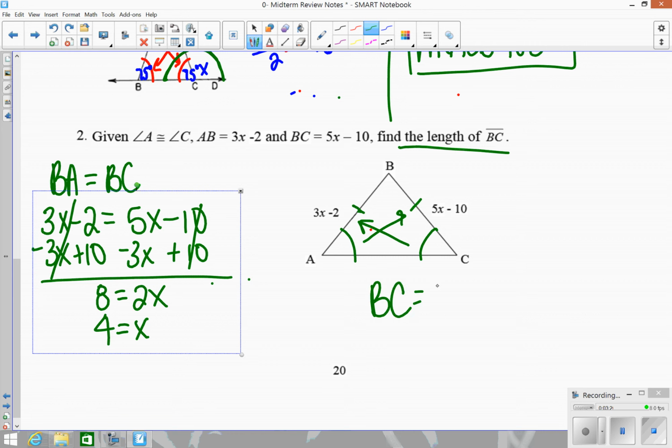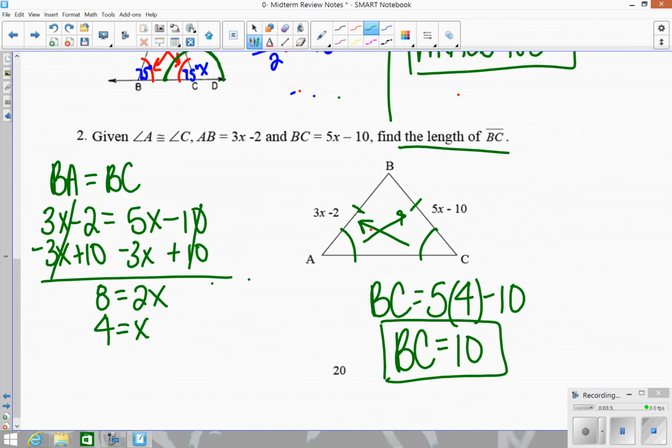So BC is going to be 5 times 4 minus 10. So we would get 20 minus 10. So that means BC is equal to 10. So make sure you plug in, especially if this is a multiple choice question, you're going to see that first answer in there, but that's not the final answer.